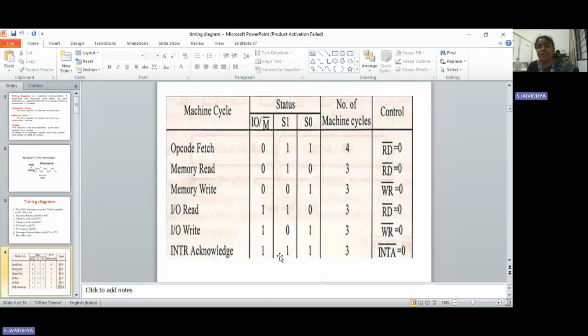This is the tabular column which shows the status of the input output and memory, the status signals 1 and 0, and the number of T states needed for each machine cycle. It also shows the control signals: during the opcode fetch cycle, what about the read, and during memory write, what about the write signal, which is mentioned here. This tabular column is very important. It will help you to understand the timing diagram.